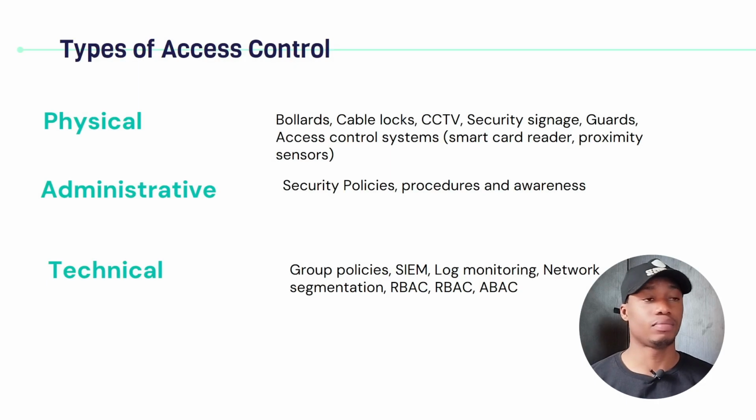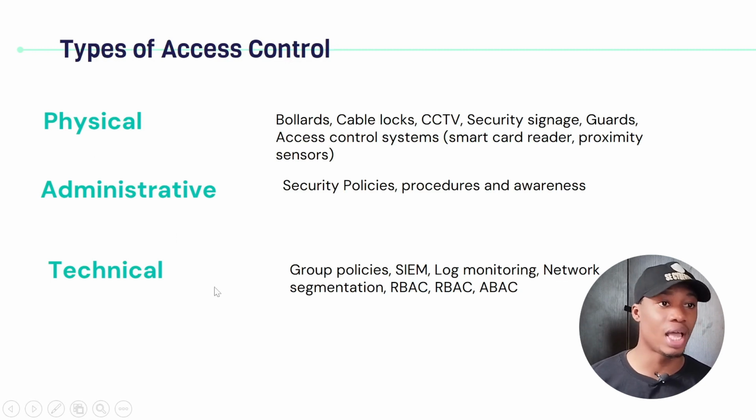So let's look at the types of access control. There are many types of access control, but there are three main categories. We have physical access control, administrative access control, and technical access control. So let's look at the physical access control.